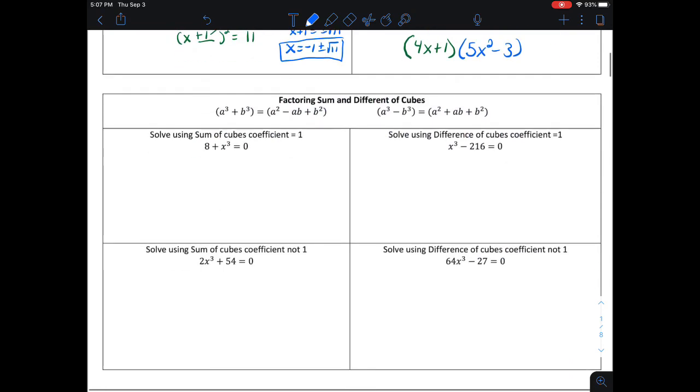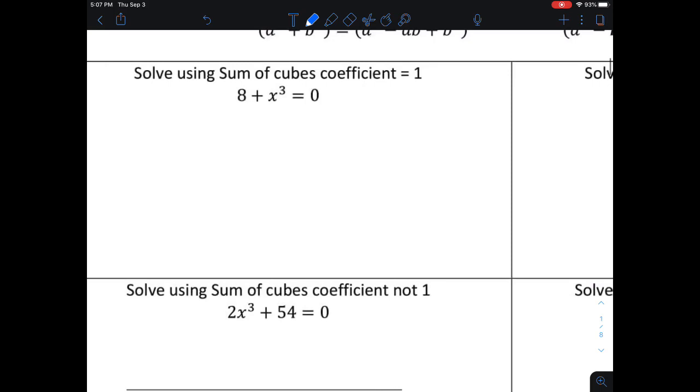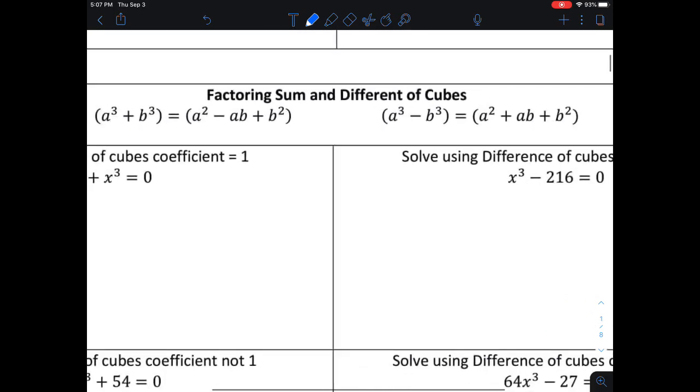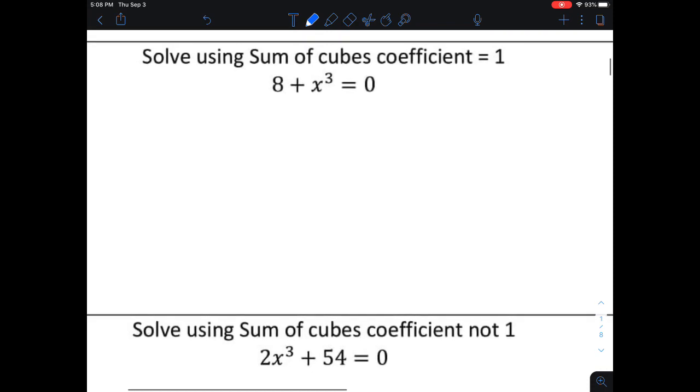Now let's go through and do some sum and difference of cubes. So the sum and difference of cubes formulas, if you don't remember them, are right here in this part of the video. You can just pause it to write them down if you need to or to refer back to them. Now, if I want to solve a problem involving the sum and difference of cubes, the first thing you have to do is factor it.